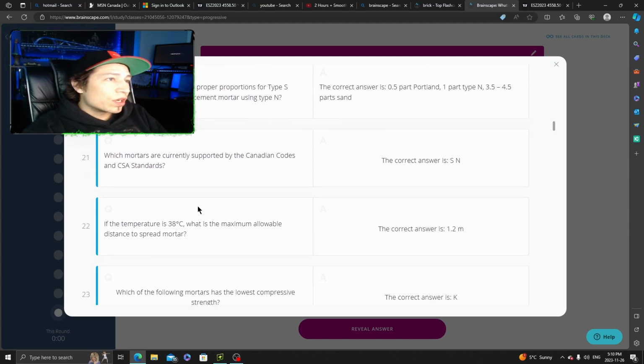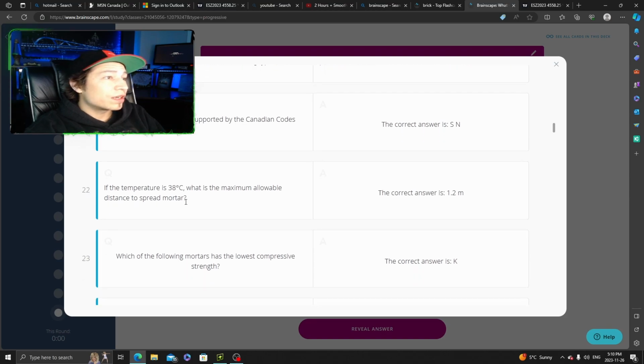Which mortars are currently supported by the Canadian codes and CSA standards? S and N. So S and N are currently supported by the Canadian codes and the CSA standards.